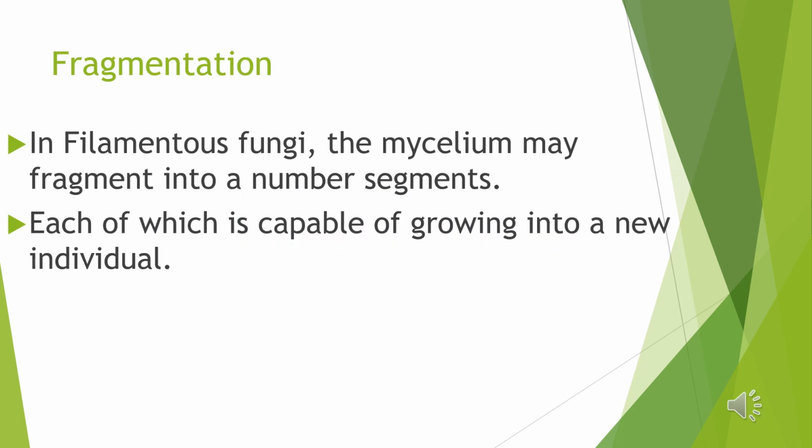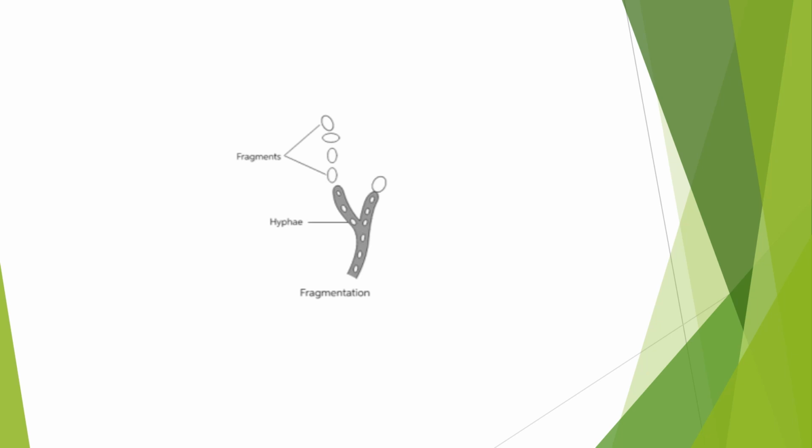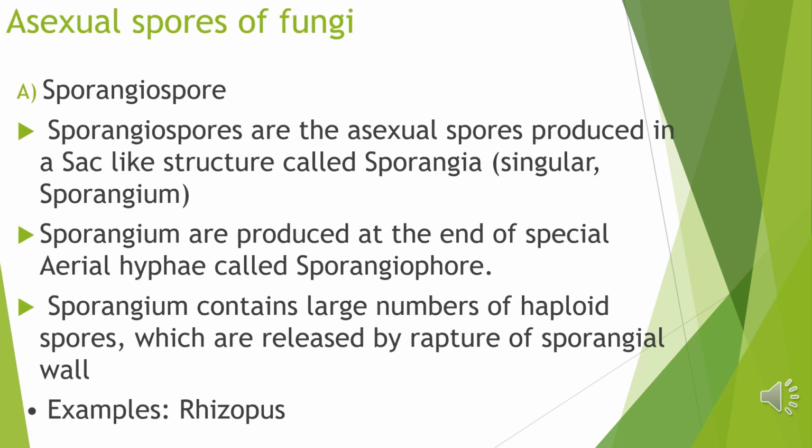Next, fragmentation. Fragmentation is most commonly observed in fungi. In filamentous fungi, the mycelium will be fragmented into many segments, so that the segments may have the tendency to grow into a new individual. So let us see how asexual spores of fungi are produced. First, sporangiospore. These are asexual spores.